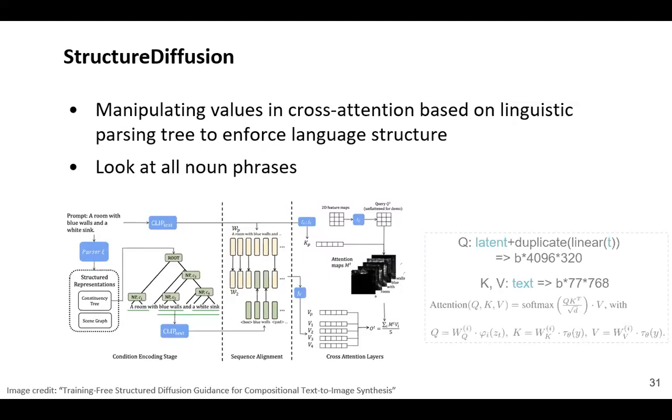instead of looking at all words equally, we just parse out all the noun phrases, for example, as shown here, and enforce the model to assign equal weights when doing the cross attention, so that it learns to look at all the noun phrases that appear in the image.